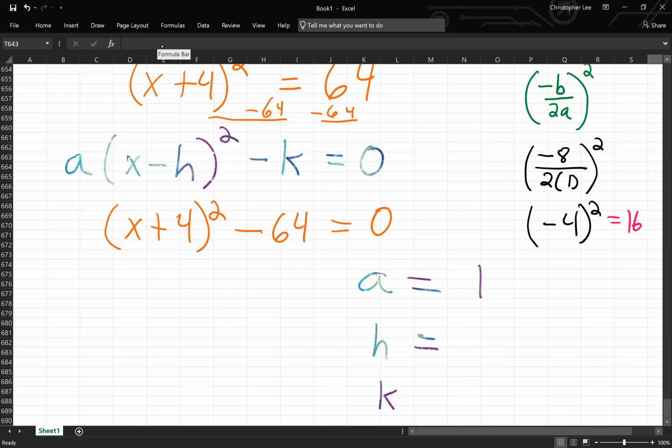Close. What's the answer for H? Negative 4. Now we're talking, right? You see how that's a positive 4 and the h is negative in the formula? What about k? Just 64, because k is already negative, right? So that's the kind of question you might get for your homework. What is A? What is H? What is K? Real simple.